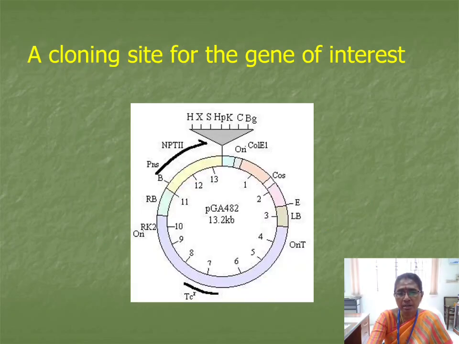Apart from that, we need a cloning site for the gene of interest. A cloning site here means it will have restriction sites for different enzymes. In the tDNA region, we need to have a cloning site flanked by the left border and the right border.